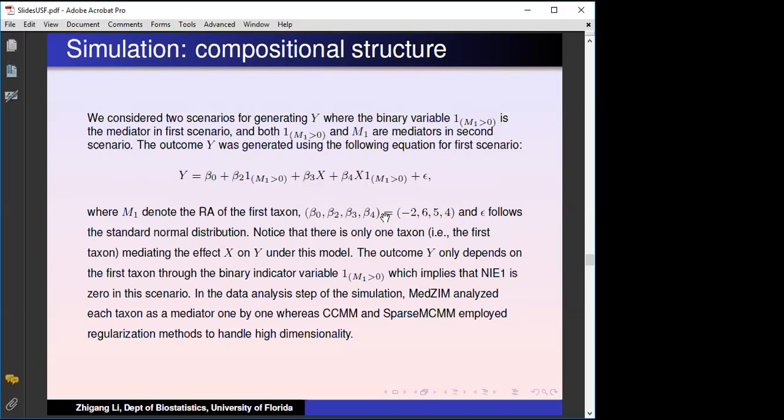MedZIM with the other two approaches, I'm sorry, my cell phone is ringing.